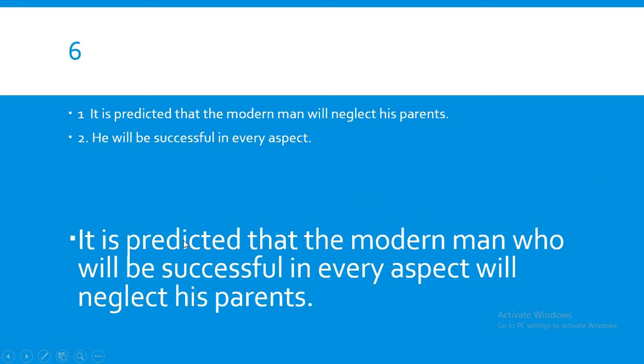The other one, the main sentence: it is predicted that the modern man will neglect his parents. I want to describe more about this man. I mean, he will be successful in every aspect. So: it is predicted that the modern man, that is the place where you have to use a relative clause, who will be successful in every aspect, and this is the main verb, will neglect his parents.